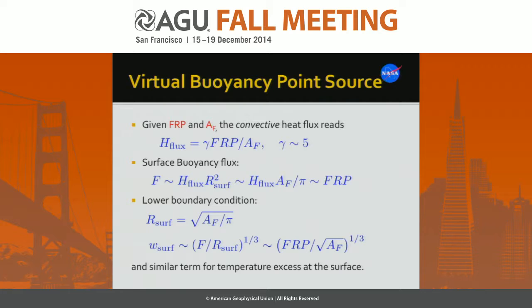It is driven by the main parameters you can get from remote sensing, the FRP or an estimate of the average size of the fire. You can compute a convective heat flux that needs to drive those buoyancies. And the surface buoyant flux scales as FRP. And the surface radius relates to the area, and the boundary condition is basically that the W at the surface is a function of this buoyancy heat flux divided by the square root of the area.